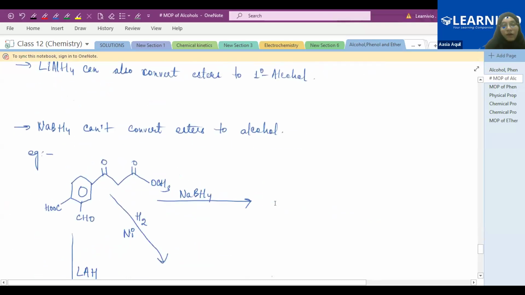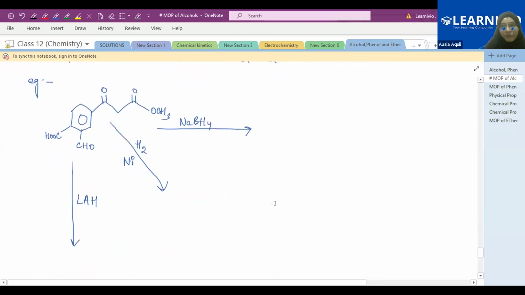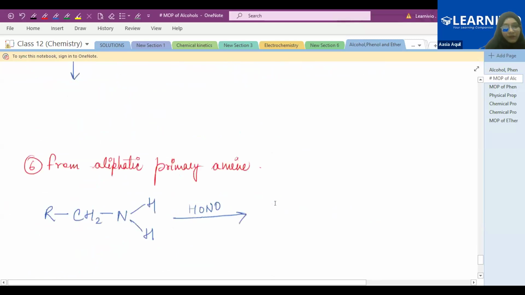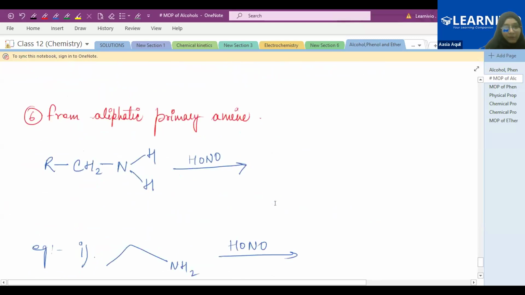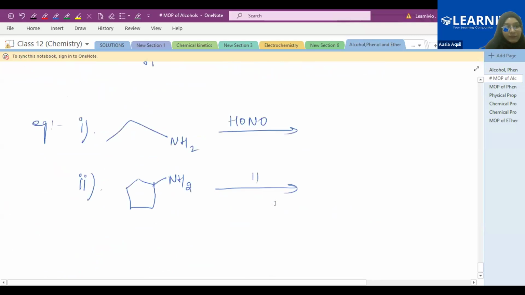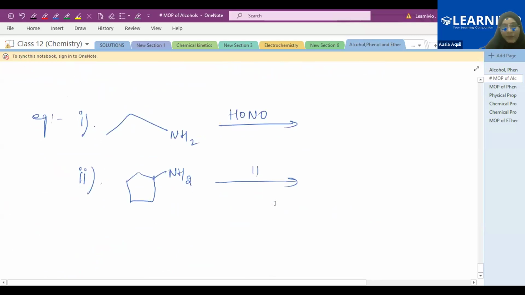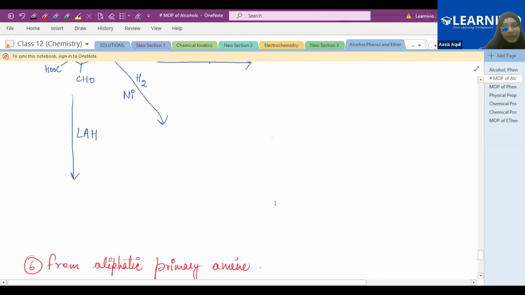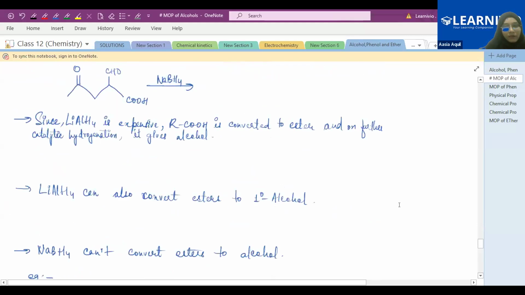After that, we will do the methods of preparation of phenols. Aliphatic primary amine. Okay, so total preparative methods are six. Six preparative methods are in your syllabus. And for the phenol, there are, I think, 3 to 4, which is enough.